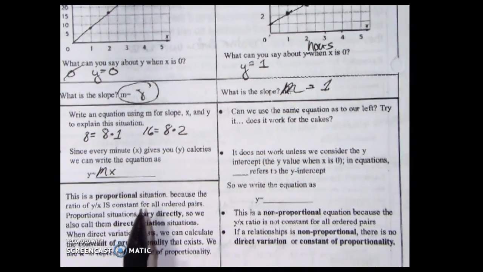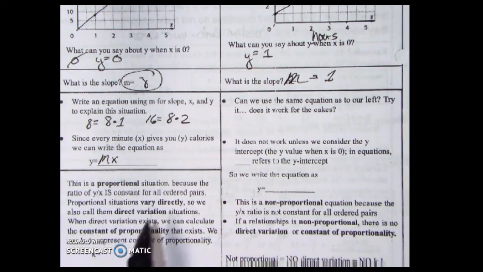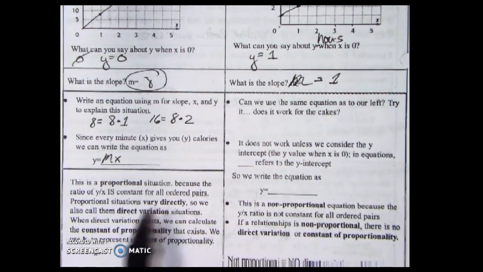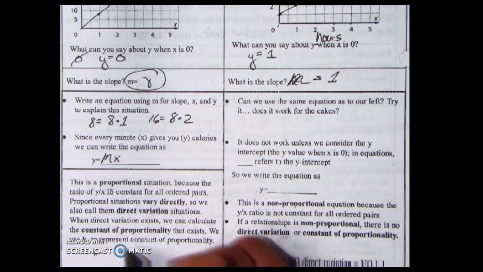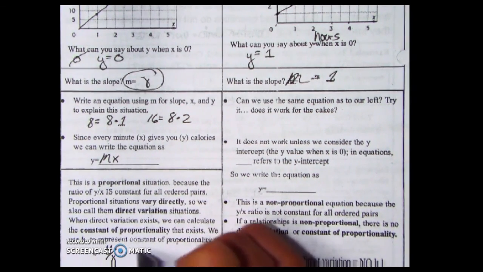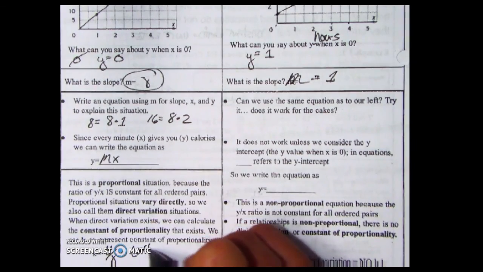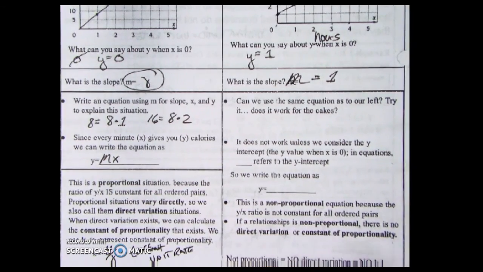This is a proportional situation because the ratio of y to x is constant for all ordered pairs. Proportional situations vary directly, so we also call them direct variation. When direct variation exists, we can calculate the constant of proportionality. That is also the k. The k is a y over x that is constant. It is a constant unit rate. Okay?